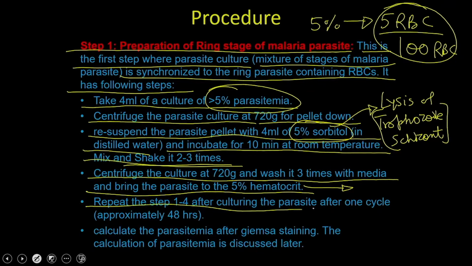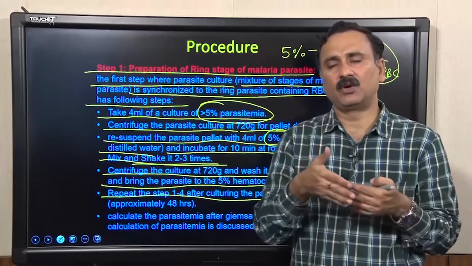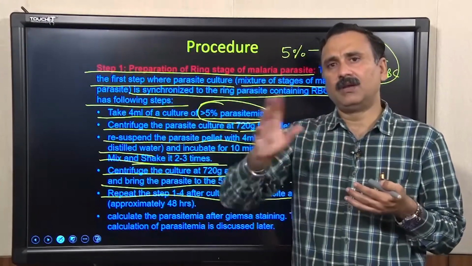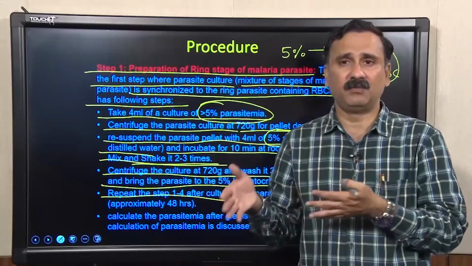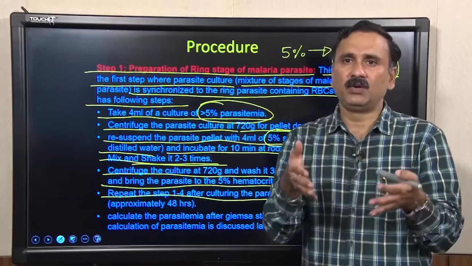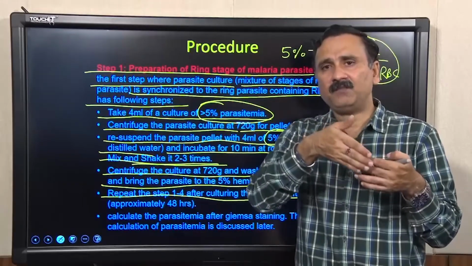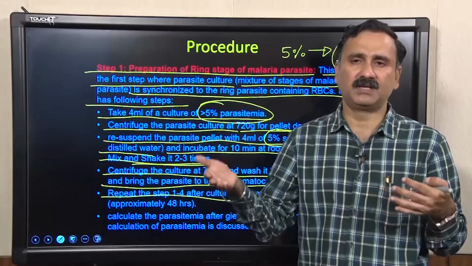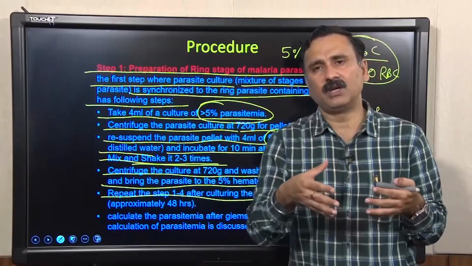You repeat these synchronization steps 2-3 times, because the first time you do it, the major chunk of the schizonts and trophozoites are going to be lysed, but you may still have some schizonts and trophozoites left. Then your rings are going to be formed, and you may have rings of different ages as well, because you can have a ring which has formed after 2 hours, and you can have a ring which is 8 hours old. So, within another 4-5 or 10 hours, you will start seeing the trophozoites again.